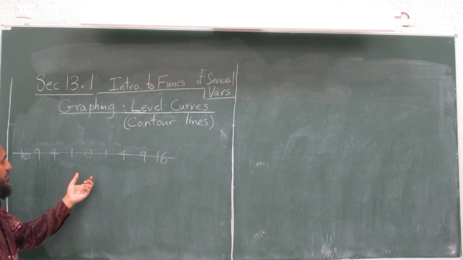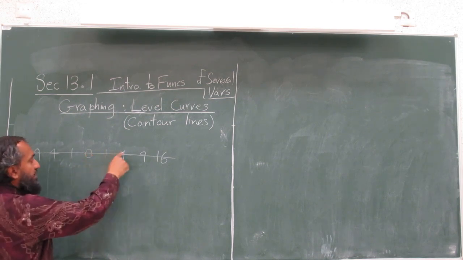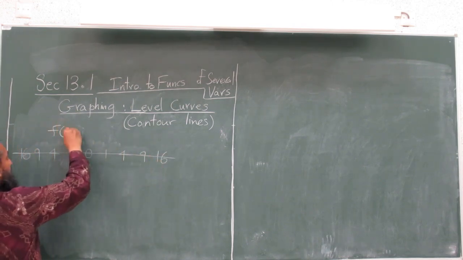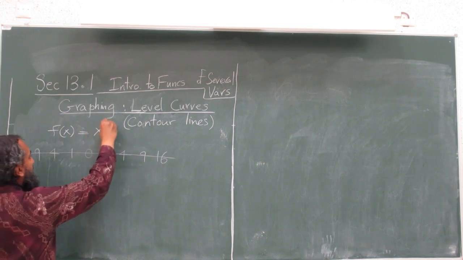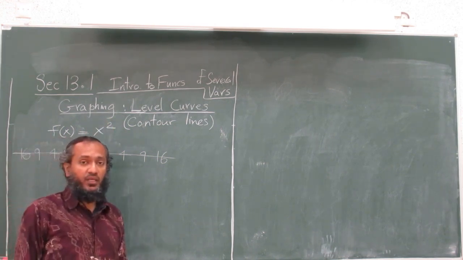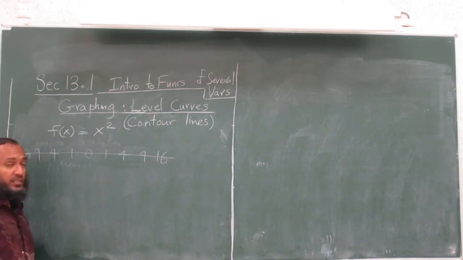Can you guess? These are x value 0, x value 1, x equal 2, x equal 3, x equal 4. So actually, this is the function, as you might be guessing right now, f of x equals x squared. As opposed to the usual parabolic plot, we could plot it this way.